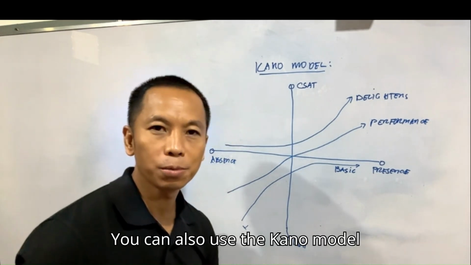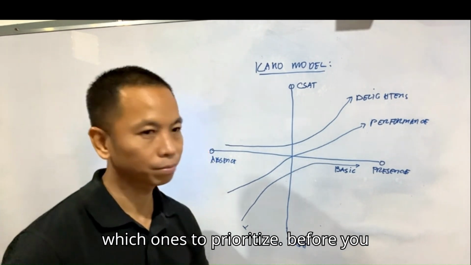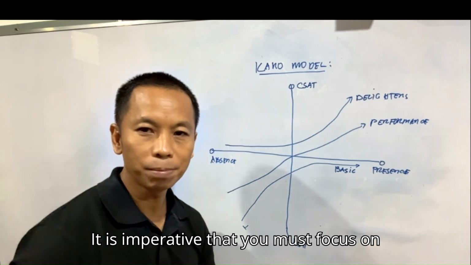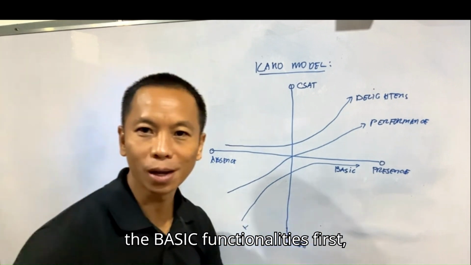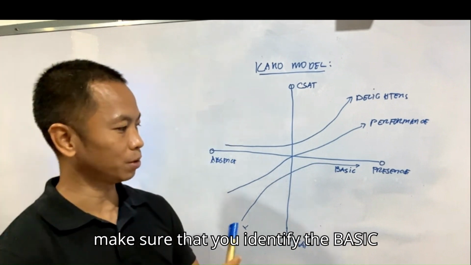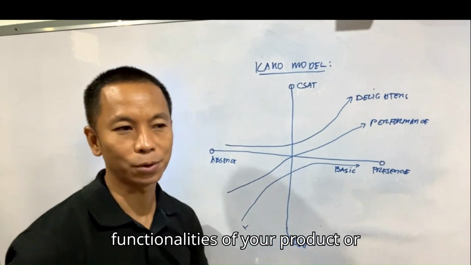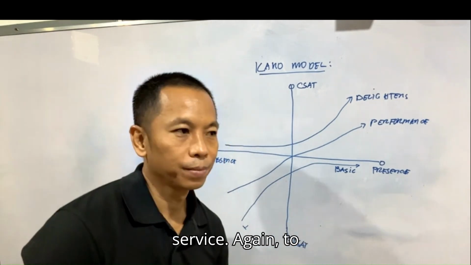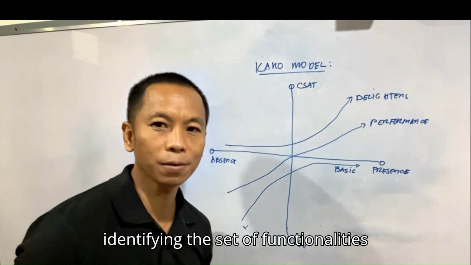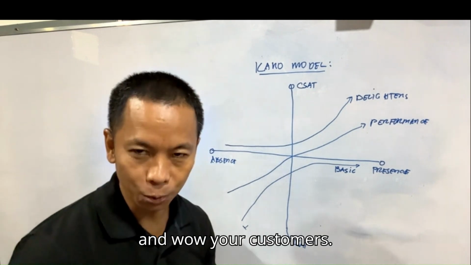You can also use the Kano model in prioritization. You can decide which ones to prioritize before you launch a product or a service. It is imperative that you focus on the basic functionalities, otherwise you are bound to fail. If you are introducing a new product or service, make sure that you identify the basic, expected functionalities of your product or service. Again, to summarize, the Kano model is used in identifying the set of functionalities that can satisfy, dissatisfy, and wow your customers.